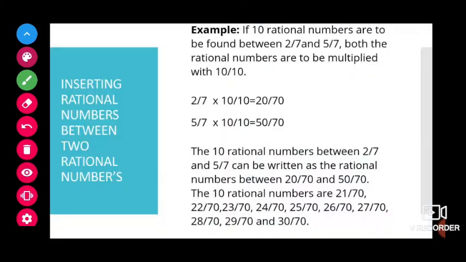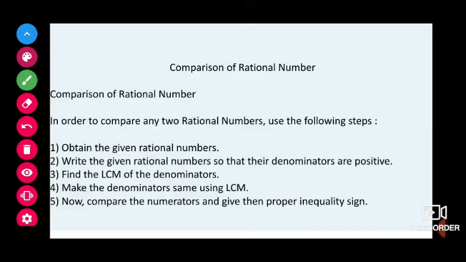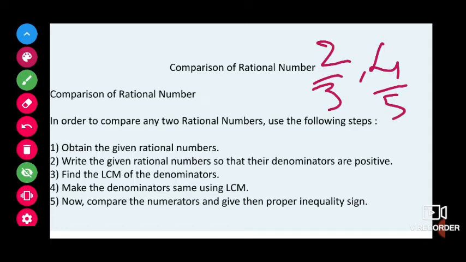Here I will show you with an example. See the same example, 2 by 3 and 4 by 5. Here both the denominators are different. So first we have to take the LCM. For the LCM, children, 3 and 5 have no common factors. Directly we can take the LCM as 15. 5 3s are 15. Now we have to equalize both the denominators as 15.